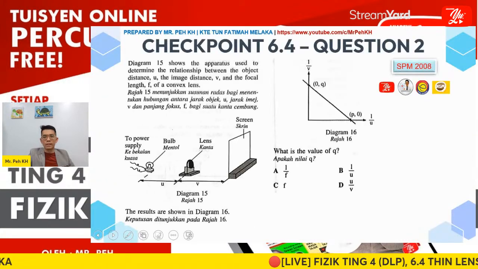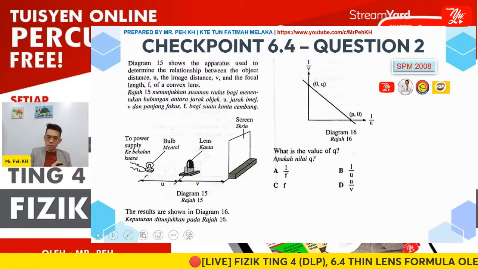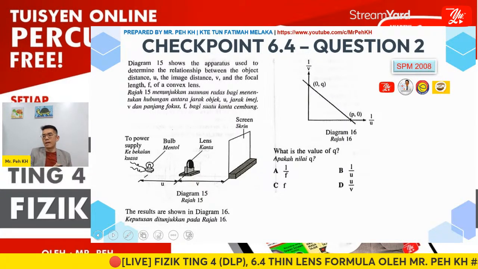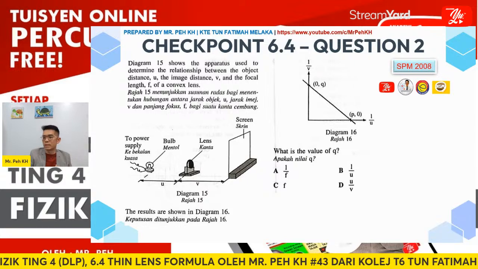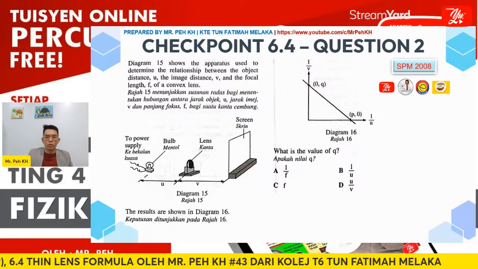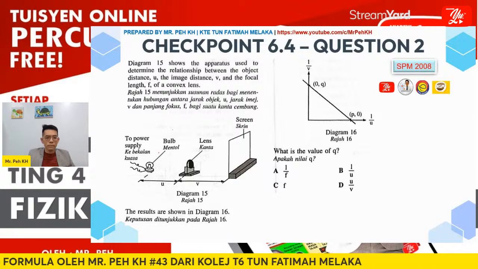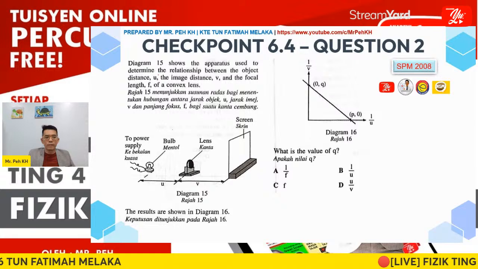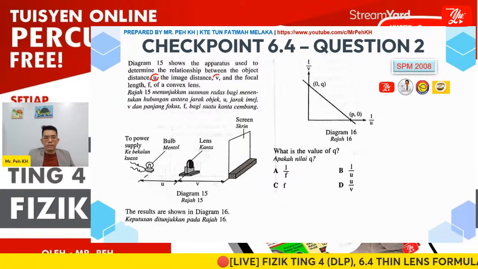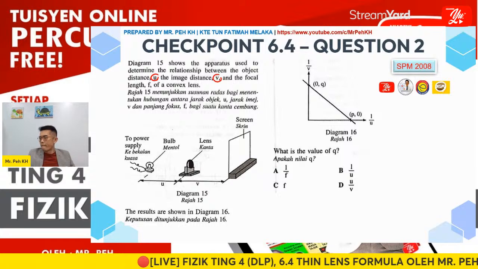Okay, so here is another question from 2028. This is an actual SPM question, which is also related to this subtopic. Okay, so let us go through the question. Diagram 15 shows the apparatus used to determine the relationship between the object distance u and the image distance, which is v here.